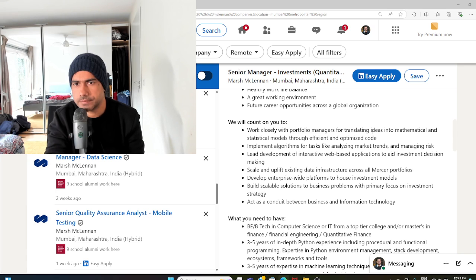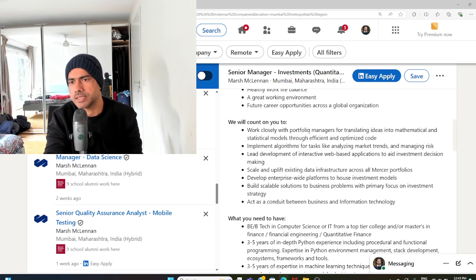All right, so what do you do in this role? You work closely with the portfolio managers to translate ideas into mathematical and statistical models through efficient and optimized code. So as I've said, the portfolio managers will obviously come up with their own strategy. The models will be built by people working as quants, and then you as a quant developer will be translating the models to efficient code. You will be writing the code for it. You will be implementing the models.